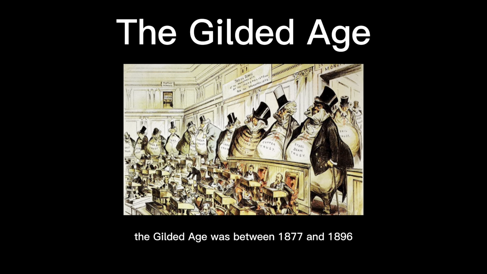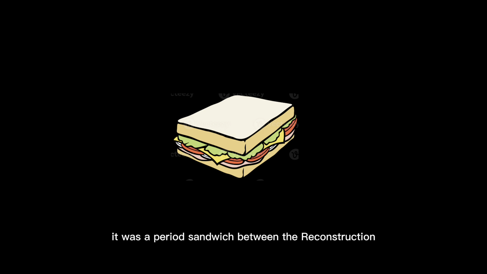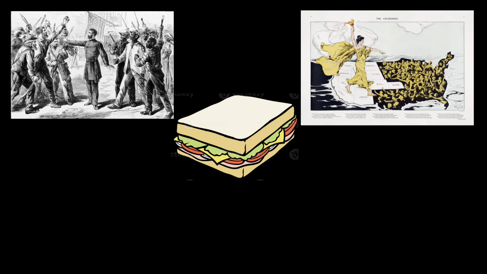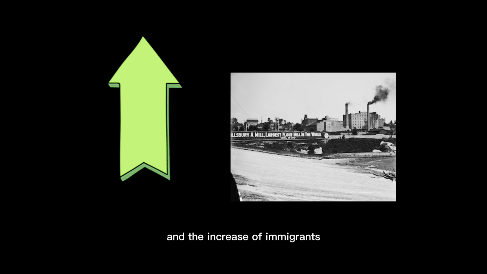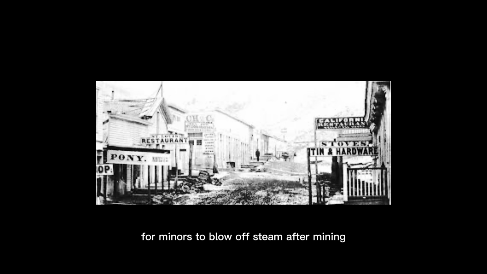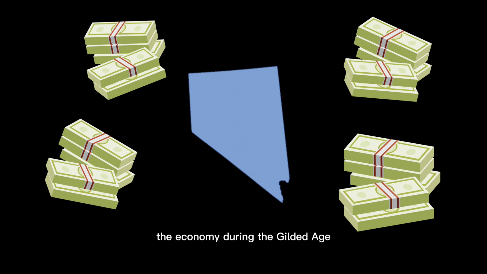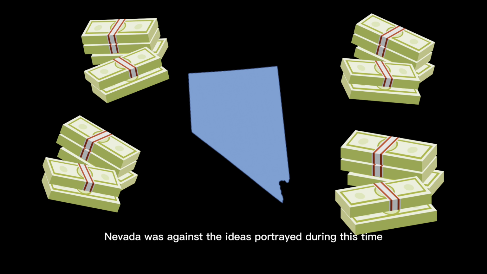The Gilded Age was between 1877 and 1896. It was a period sandwiched between the Reconstruction era and the Progressive era. It was a time of growth in industry and the increase of immigrants. Nevada had boom settlements such as Virginia City. These settlements were referred to as the epicenter of America's Gilded Age. These places provided sanctuary for miners to blow off steam after mining and help in the overall economy. Though Nevada contributed a lot to the economy during the Gilded Age, Nevada was against the ideas portrayed during this time.